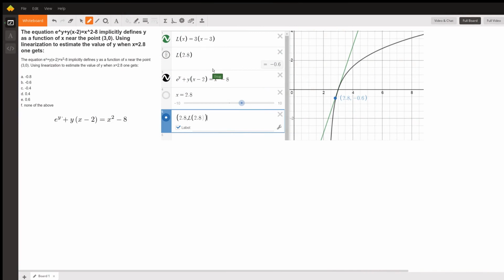In Desmos depicts the situation. The black curve is one branch of e^y + y(x - 2) = x^2 - 8. This is the linearization: L(x) = 3(x - 3). And if I find L(2.8), I get -0.6.